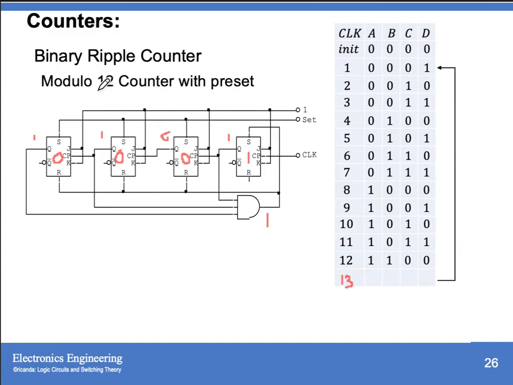So this is the same as modulo 12 because modulo means the number of pulses that your counter can count before it will reset to its original value. So it is equivalent to 13. It will go back to 1. So the number of states or pulses that occur is 12.